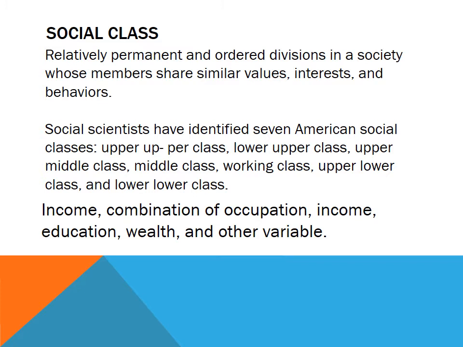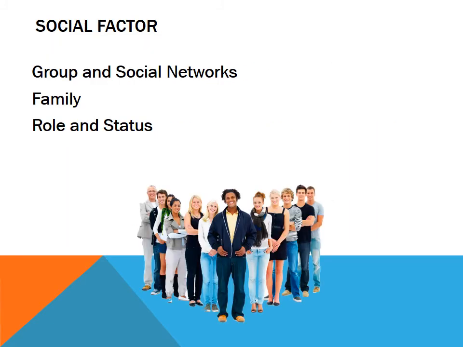It comes from income, or possibly from a combination of occupation, income, education background, wealth, and other variables. The next characteristic of the consumer comes from social factors. Here we can see several different social factors. The first one comes from groups and social networks, the family, and also roles and status.